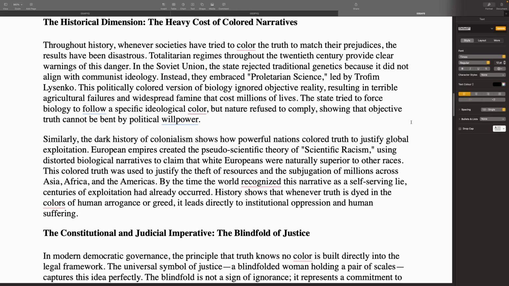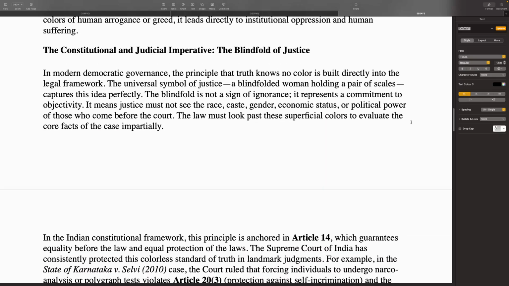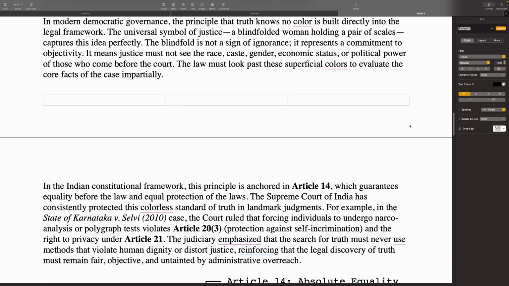The constitutional and judicial imperative. In modern democratic governance, the principle that truth knows no color is built directly into the legal framework. The universal symbol of justice, a blindfolded woman holding a pair of scales, captures this idea perfectly. The blindfold is not a sign of ignorance. It represents a commitment to objectivity. It means justice must not see the race, caste, gender, economic status, or political power of those who come before the court. The law must look past the superficial colors to evaluate the core facts of the case impartially.